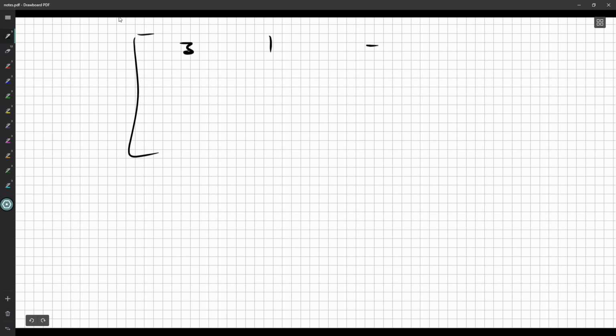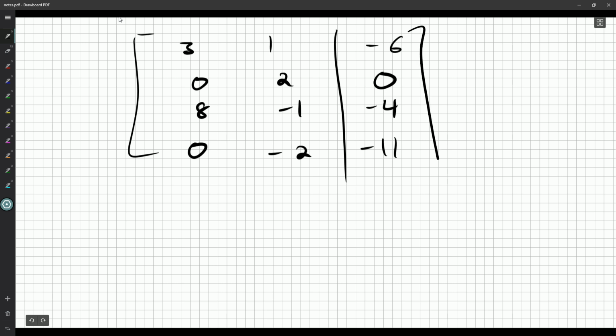So 3, 1, negative 6, 0, 2, 0, 8, negative 1, negative 4, and the last one was 0, negative 2, negative 11. A lot of negative signs here. Okay, so there's our matrix. We have to undo the steps we learned in the lesson. We have to sort of reverse them.